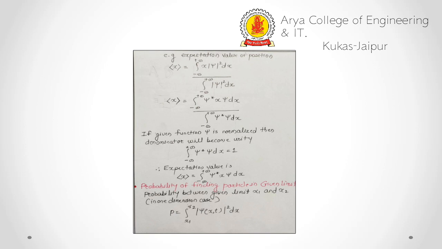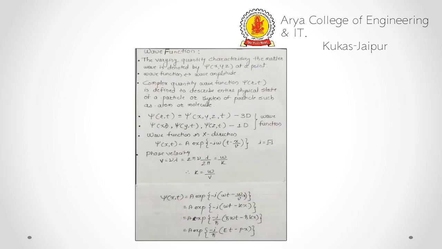Now we are going to discuss the probability of finding the particle in given limits. It means if limits are provided, how do we find the probability. So the probability between given limits x1 and x2, here taking the one-dimension case, is given as P is equal to integration from x1 to x2 of mod of psi(x,t) whole square dx. So we have completed the physical significance of wave function psi.